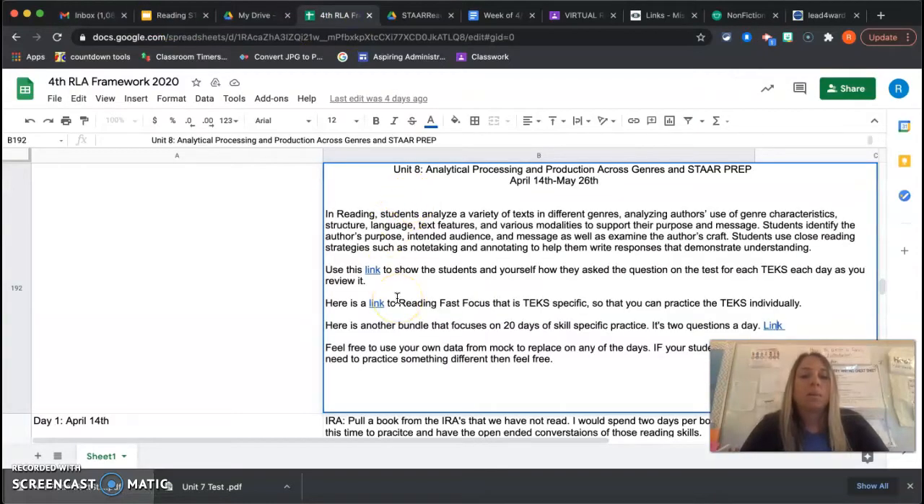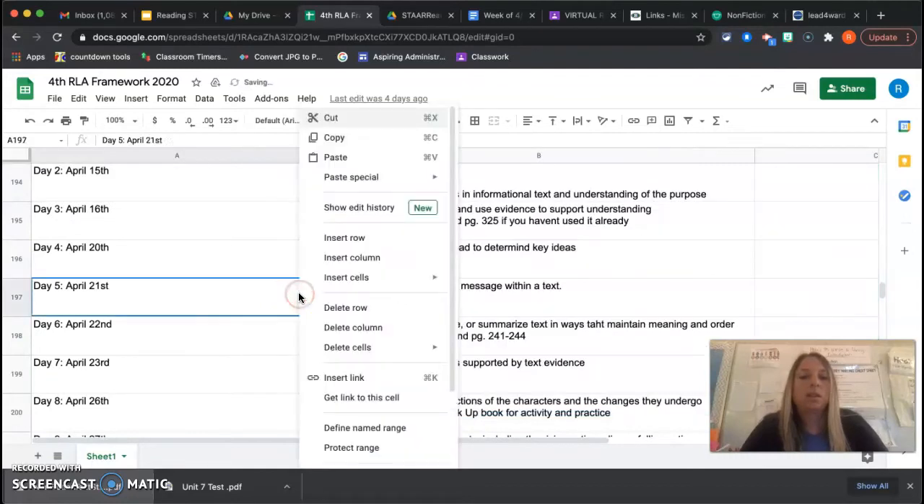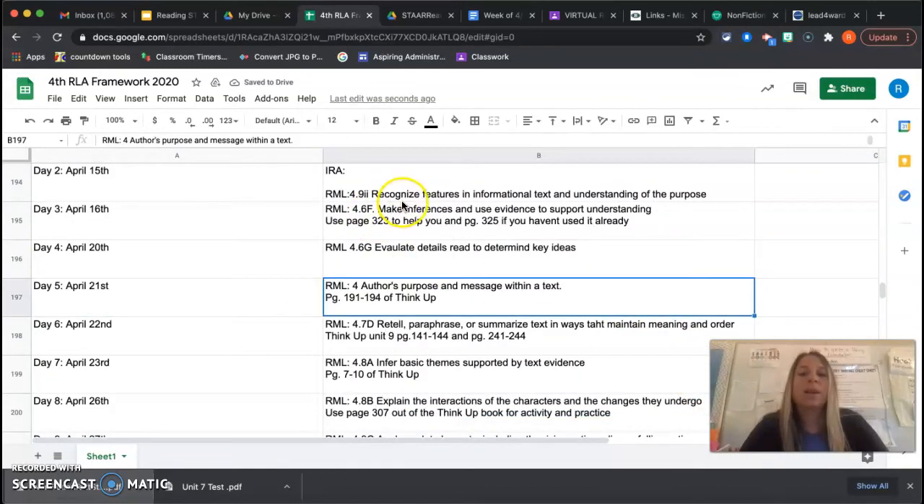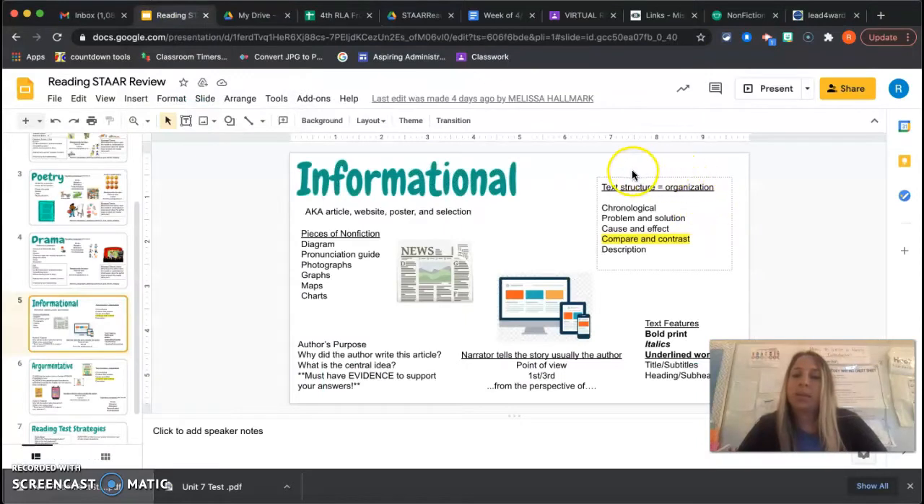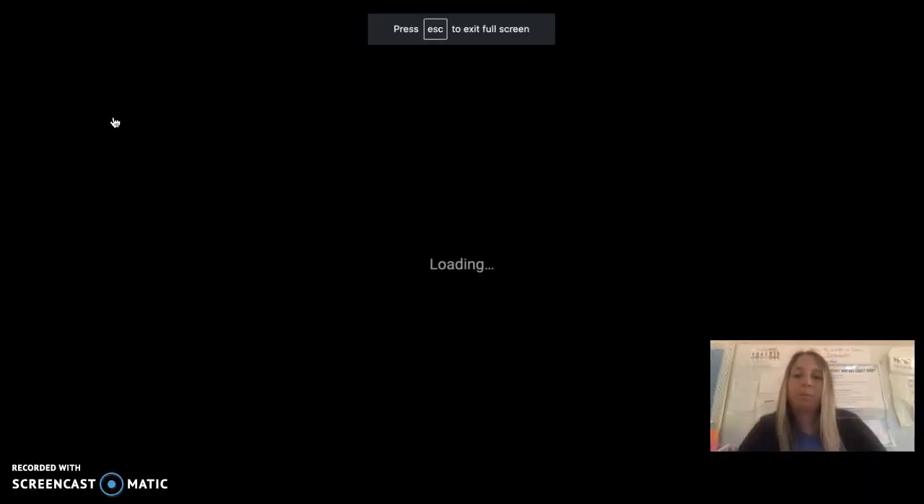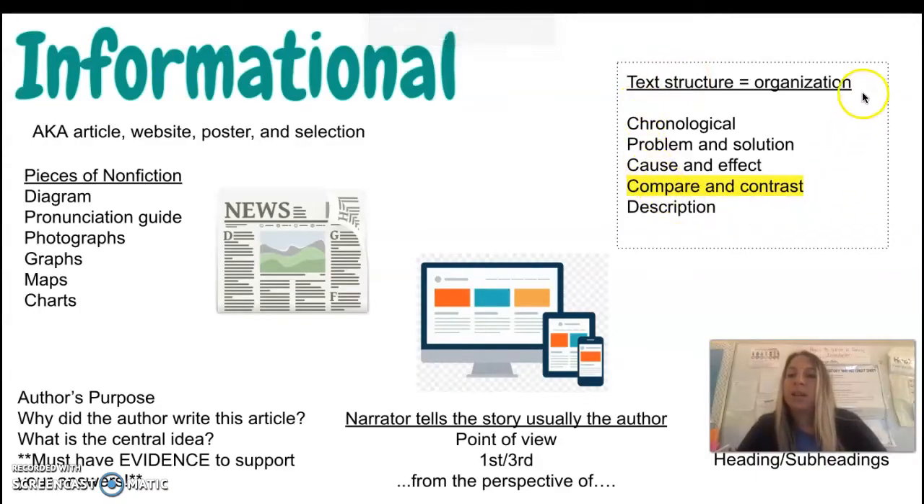let me pull it up. I don't want to go too fast. Okay, there we go. Today's TEK says recognize characteristics and structures of informational text. So what that means is when we look at a story, I want you to focus on this part right here. Let me see if I can get that bigger. Okay, this part right here, the text structure equals organization. When we have an informational story, remember the author is going to organize it in such a way, he's going to use a structure. A structure is how you organize something so that it makes sense.